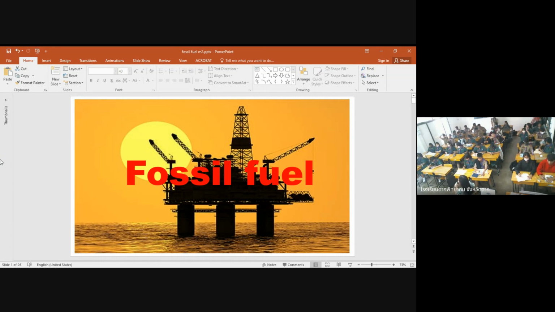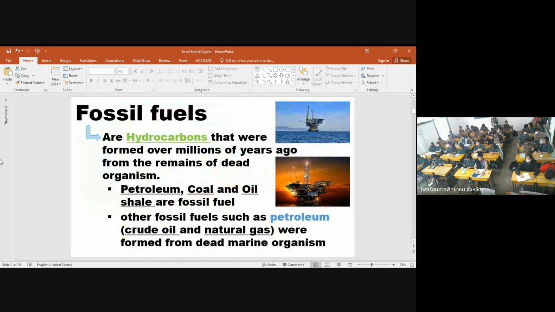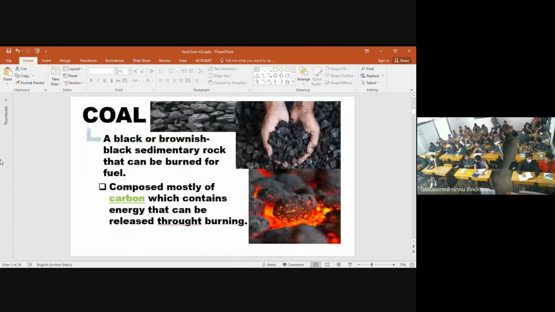So again, let's continue our discussion about fossil fuels. Remember, we have three types: petroleum gas, coal, and oil shale. This is the last topic that we discussed last week. So these are your fossil fuels.